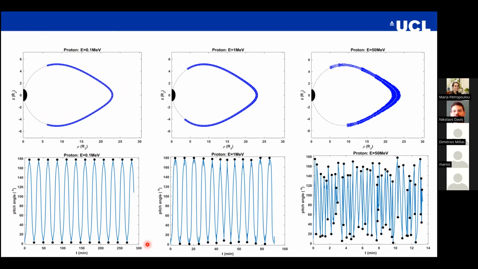If you increase now the energy of this particle, you will see that the trajectory starts to thicken a little bit. This means every time the particle crosses the magnetic equator, its pitch angle changes a little bit. So basically, every time it crosses the equator, it follows a slightly different trajectory, and it's not symmetric anymore. And if you increase the energy even more, every periodicity in the pitch angle is lost, and as you can see, the trajectory is no longer symmetric.